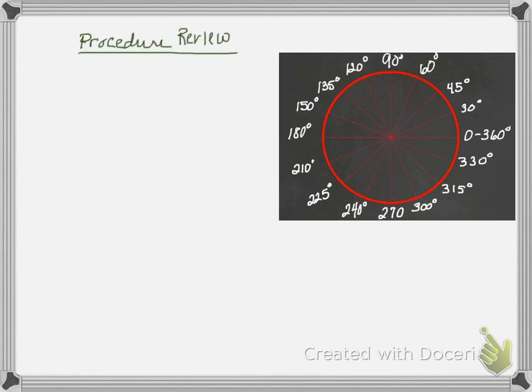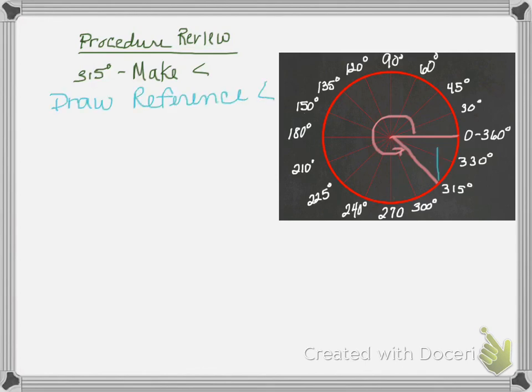So I'm doing a couple more here, the procedure review. If we have a 315-degree angle, in this example, we make that angle. Then we draw a reference angle or triangle. Depending on what quadrant we're in, we'll determine signs, but we always head towards the x-axis. So you can see the blue line attaches the terminal side to the x-axis. How big is that angle? Well, that's 45 degrees. So what are the signs for that? Plus, x is plus and y is minus.